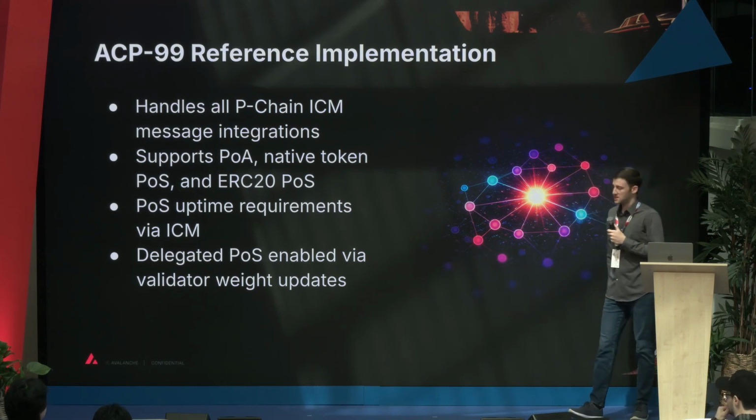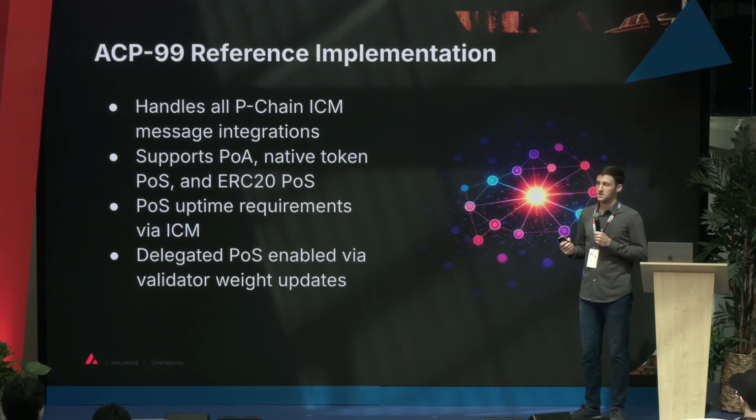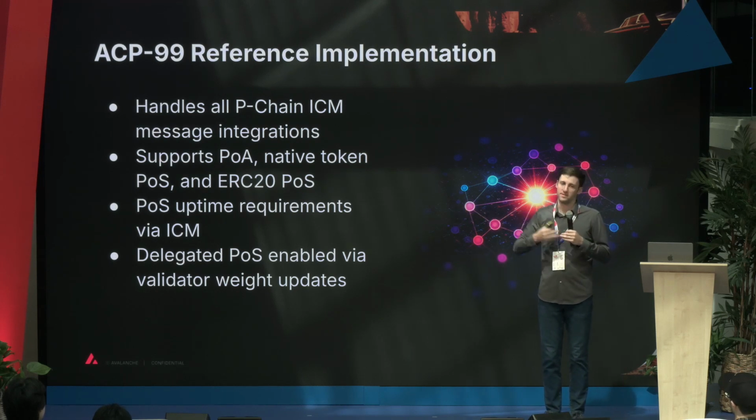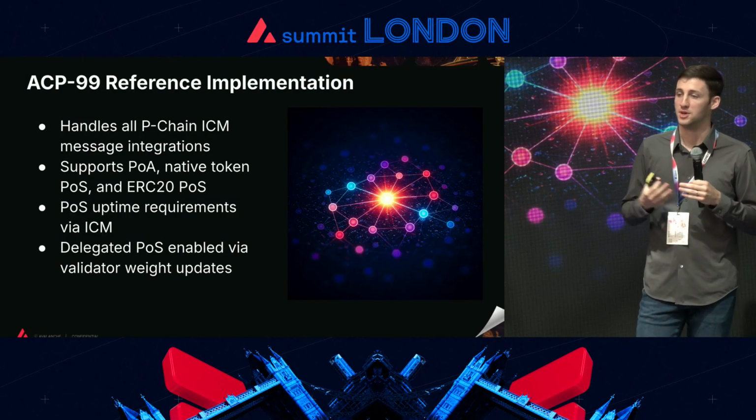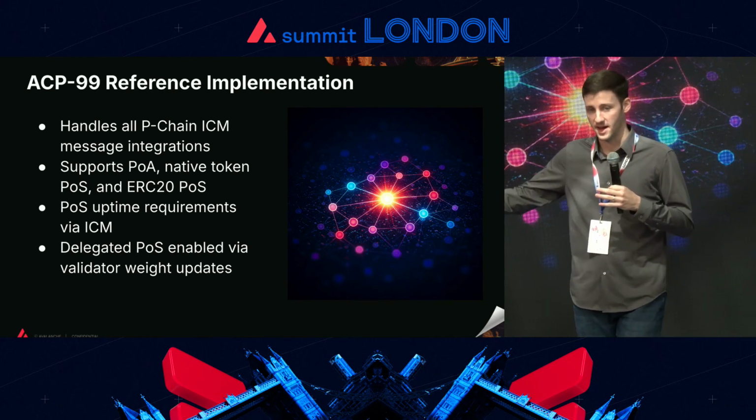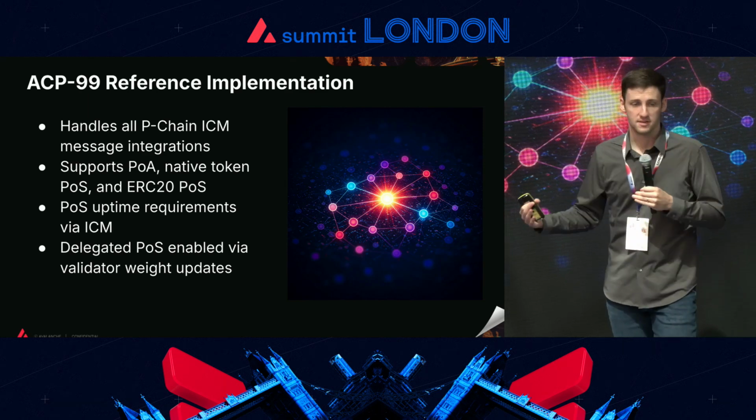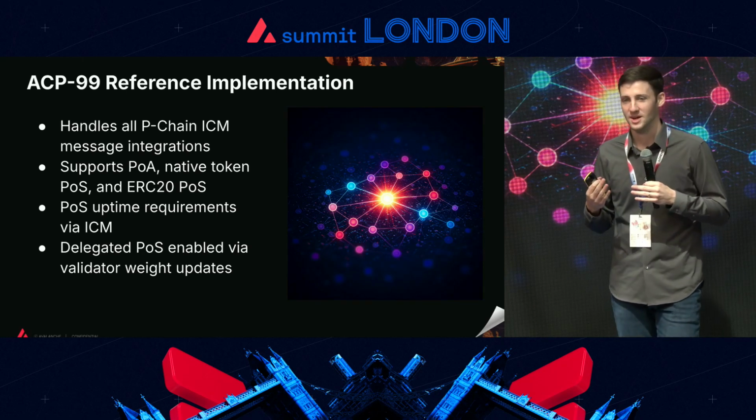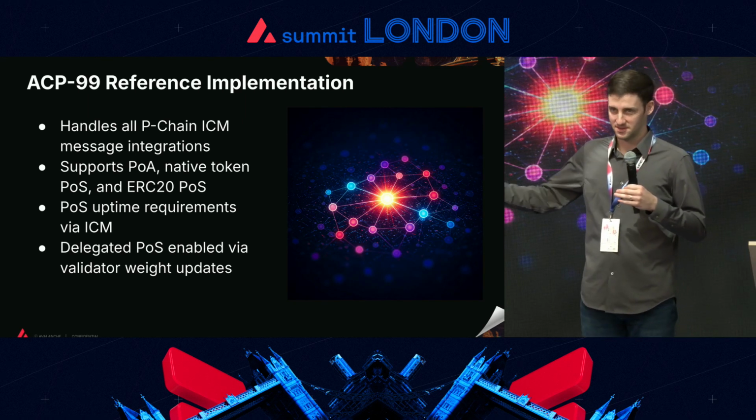But the base contracts themselves already handle all of the P-chain ICM message integrations, which are intricate because not only do you need to send a message to the P-chain when validators are to be registered or modified, but you also need to properly handle the acknowledgement of those messages back from the P-chain in order to know that the changes actually took effect on the P-chain. So ICM messages don't provide any guarantees of delivery, so you need to wait for the receipt of those messages in order to be able to act and be ensured of the fact that they were properly taken action upon.